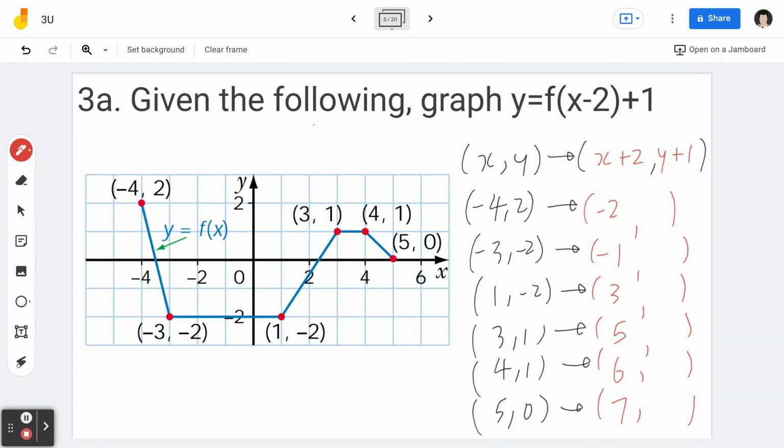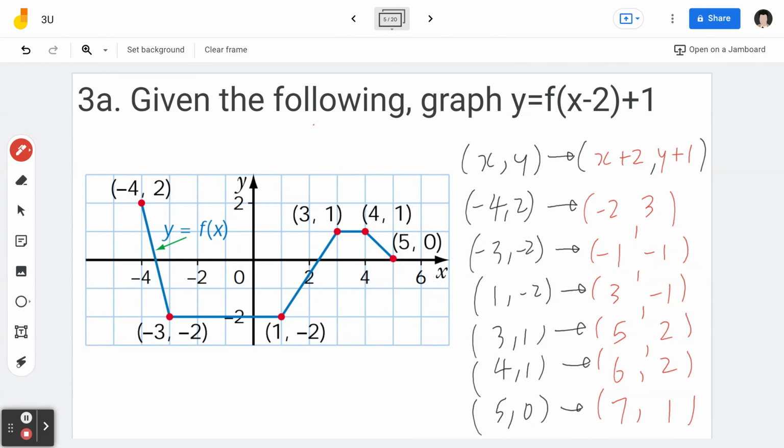Likewise, I look at the y components. I'm adding 1 to it. Are you ready? 2 plus 1 is going to be 3. Negative 2 plus 1 is negative 1. Negative 2 plus 1 is negative 1. 1 plus 1 is 2. 1 plus 1 is 2. 0 plus 1 is 1. The hard part is now over.